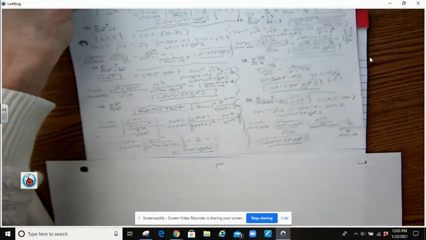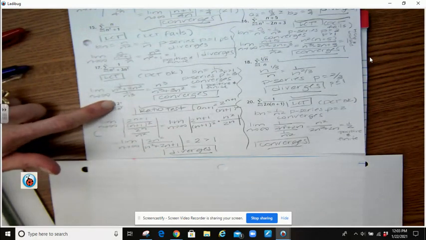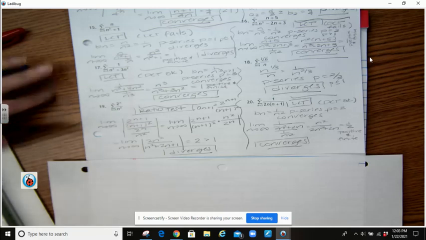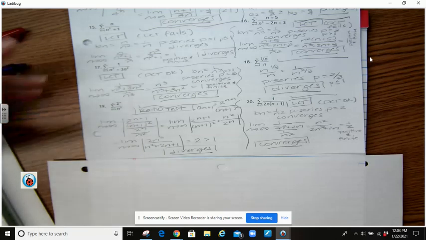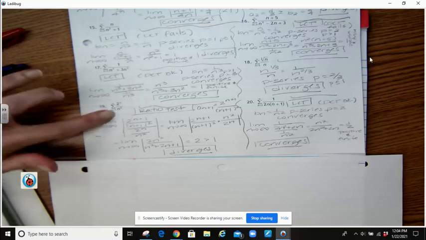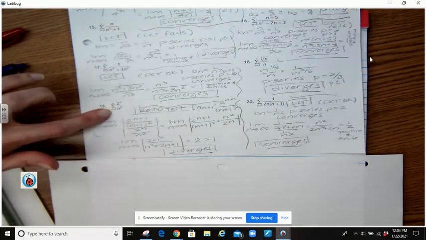For number 19, I used ratio test. Again, it's got the exponential part, but then it's got n somewhere else as well. So when I do a comparison test and I compare it to a geometric series, it will have exponential, but then there'll just be like a constant or something. N squared is more than that. Okay, so that's why it's ratio test versus comparison test. So I'm going to use the ratio test.